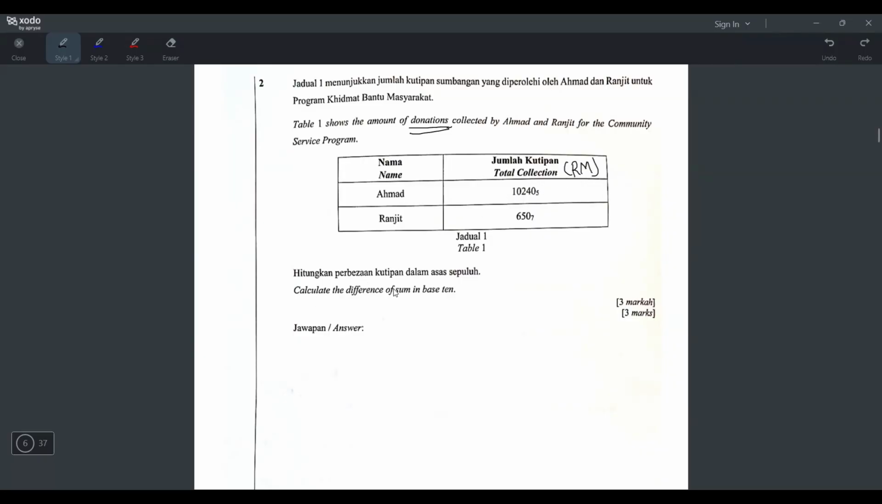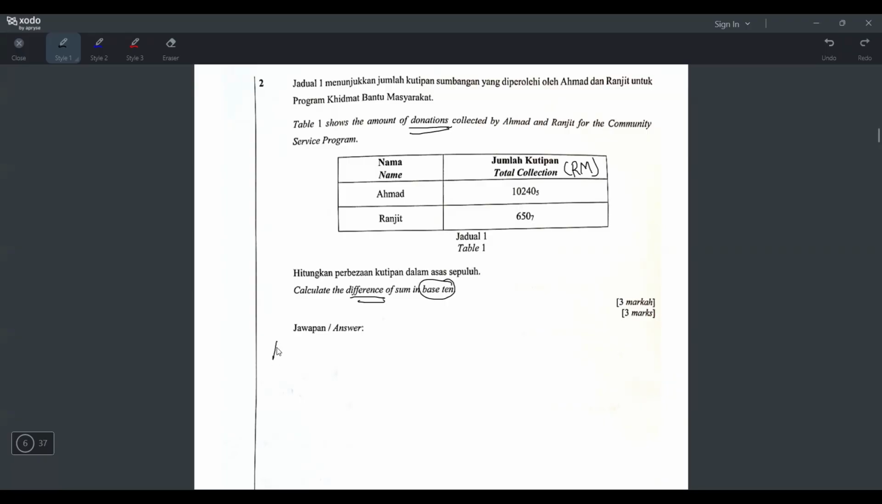Okay, now they say calculate the difference of sum in base 10, right? Okay, don't find the difference first. You can't find the difference now because they are different bases, right? So I think you have to convert both these values to base 10 first. Afterwards, then only you take besar tolak kecil because that's how you find difference, right? You take the big number minus the small number. But I think the first step is to change to base 10 first.